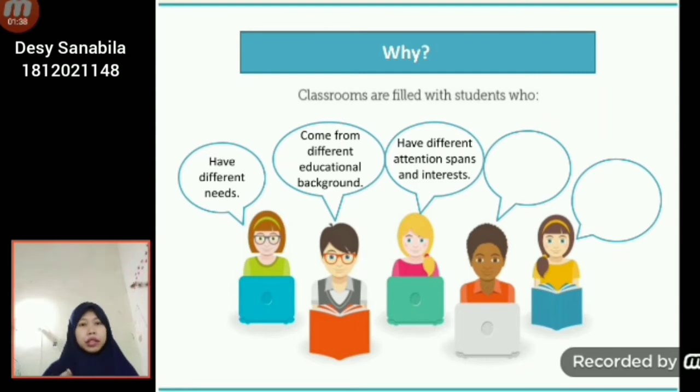When students have strength in something, possibly the other student will have the weakness in that case. So the teacher needs to know who needs more attention in their classroom. This also applies for students who have their own interest to learn something. As a teacher, we can't force students to like our class, but we need to make students feel enjoy in our class.